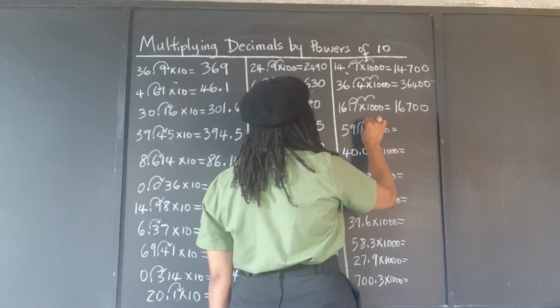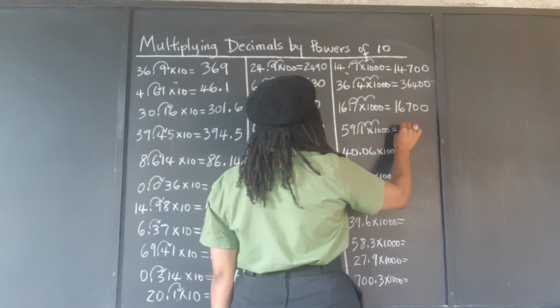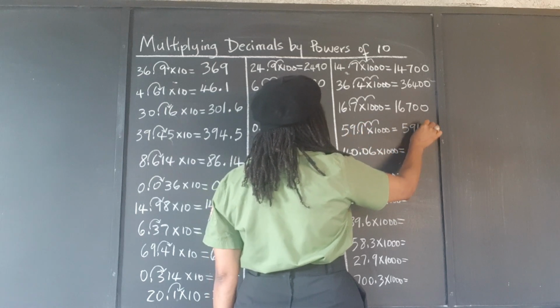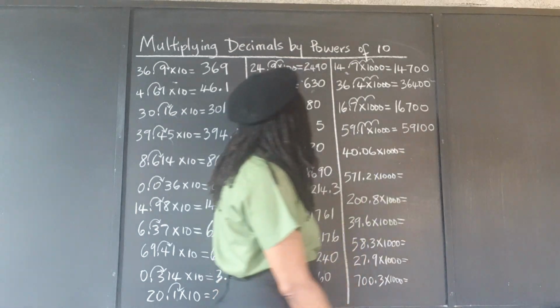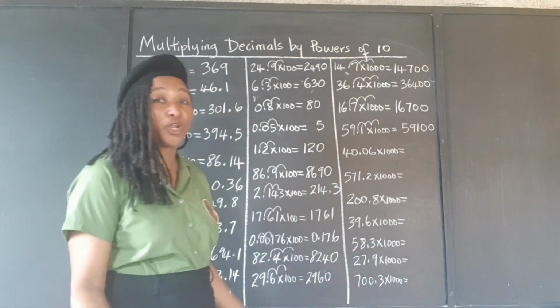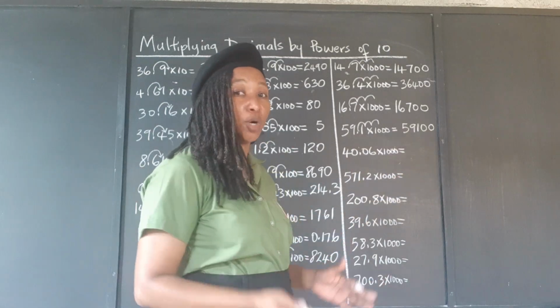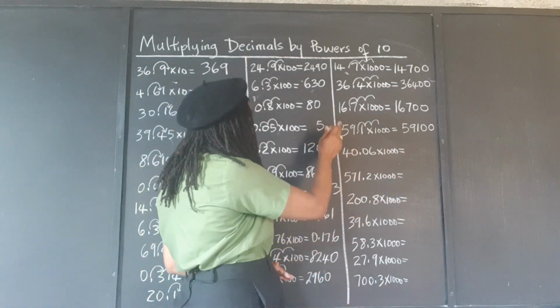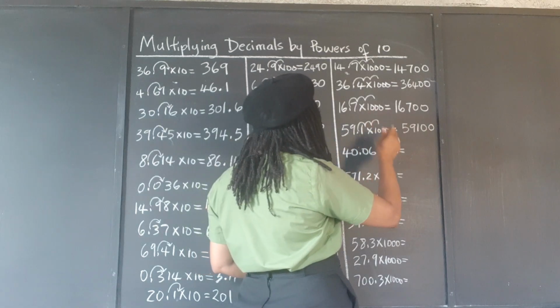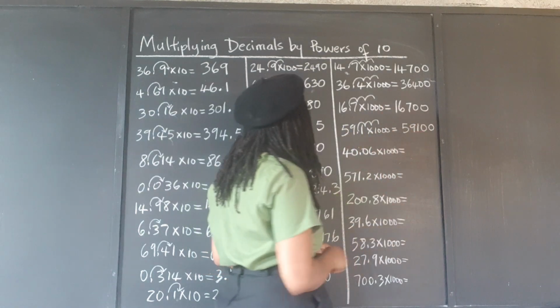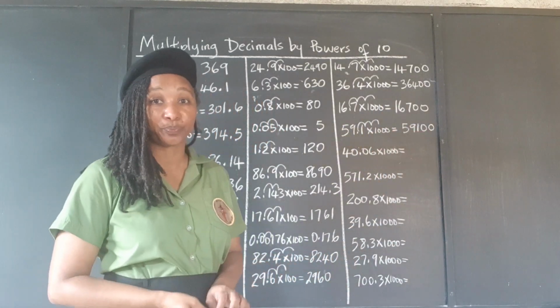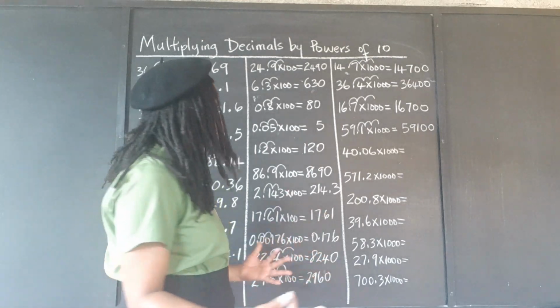59.1, 3 places, 1, 2, 3. That's 59,100. When you're multiplying by 1,000, you're making the number so much bigger. From 59.1 to 59,100. That's a big jump. That's a huge difference between those numbers.